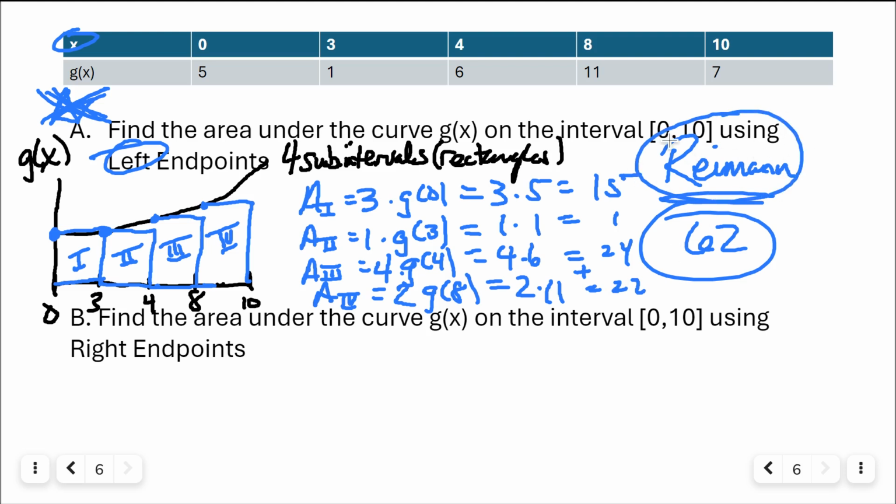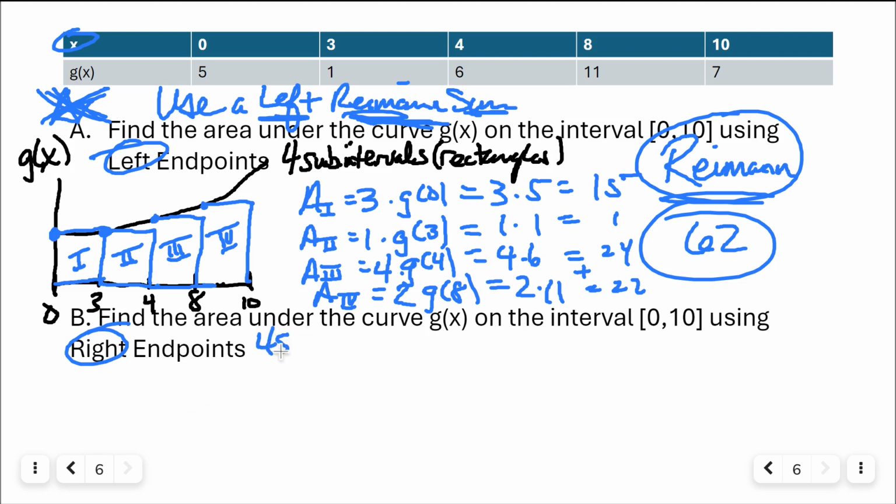So a lot of times what we say is, okay, use a left. This problem would usually be written as use a left Riemann sum to approximate the area underneath the curve. So they want you to start from the left. When they say Riemann sums, Riemann rectangles, you use rectangles. All right, now let's do the same thing using right Riemann sums. Again, 4 subintervals, and right Riemann sums means we're going to use rectangles.